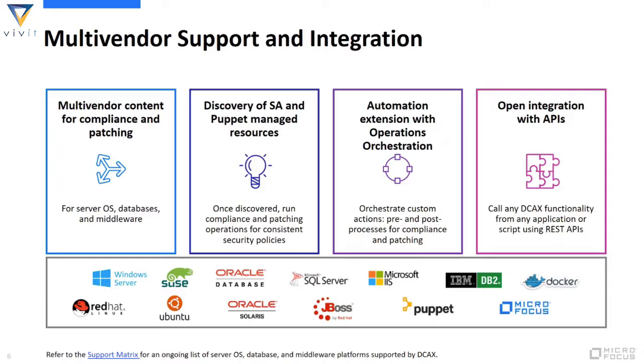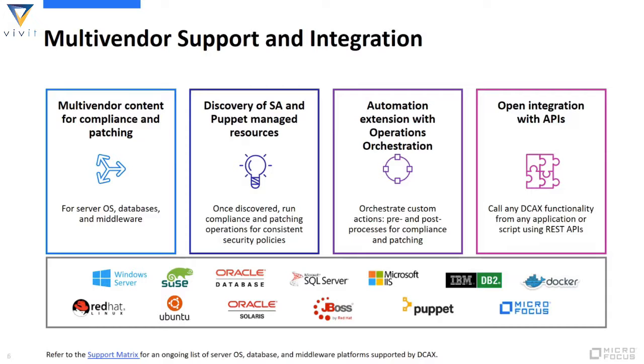Using orchestration workflows, DCA makes any custom process consistent, repeatable, and scalable on a single platform and across a large set of data center infrastructure. Finally, with its open APIs, you can call DCA functions from any application or script. This makes it easier to integrate DCA's functionality into external technologies.